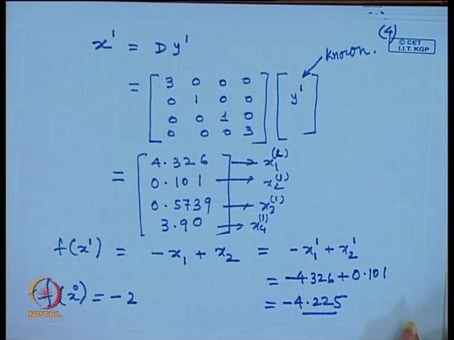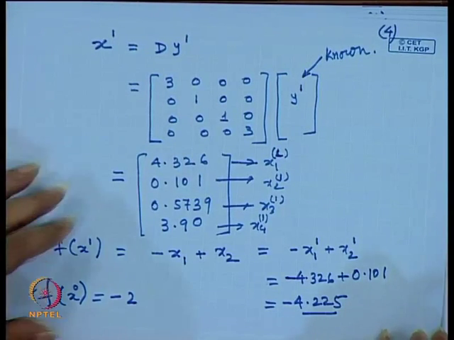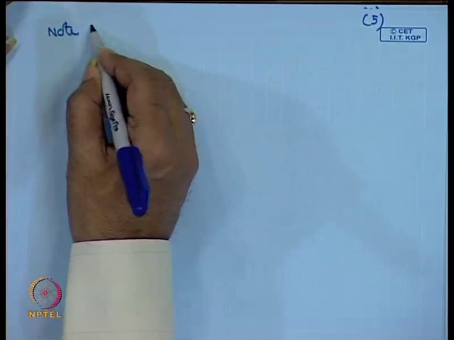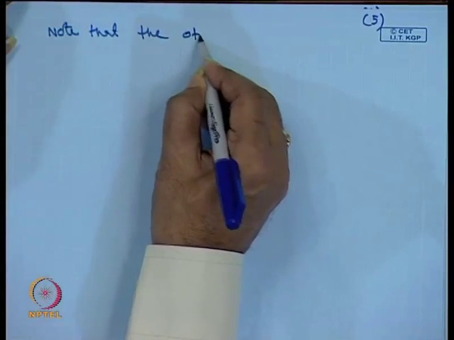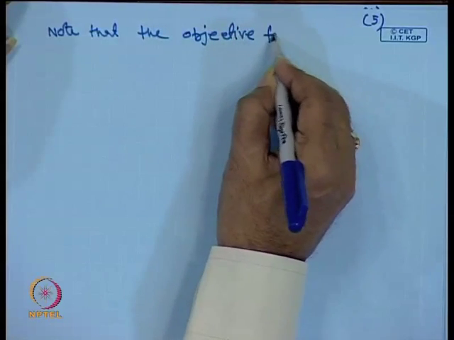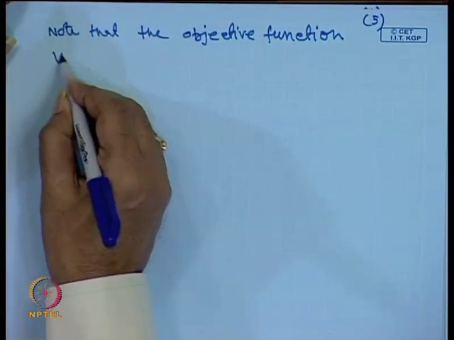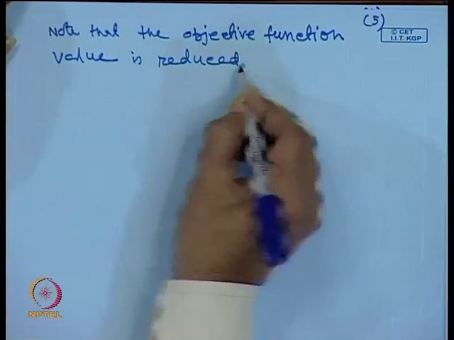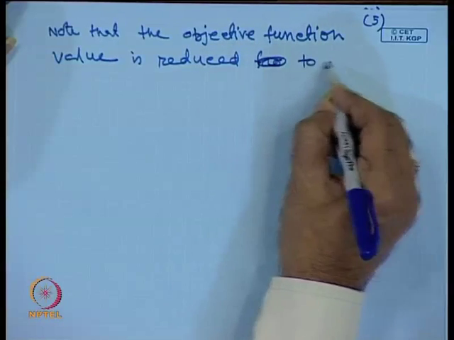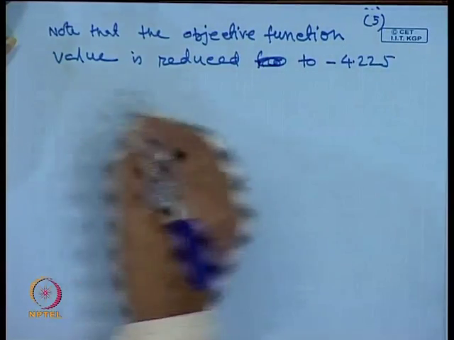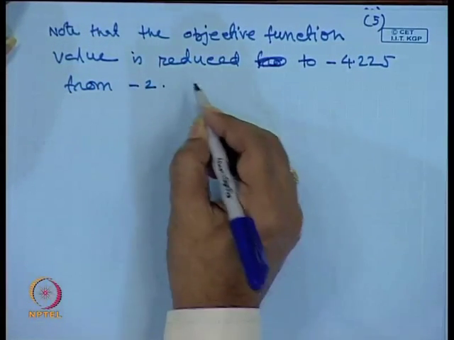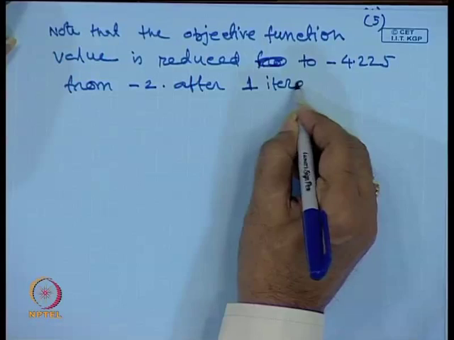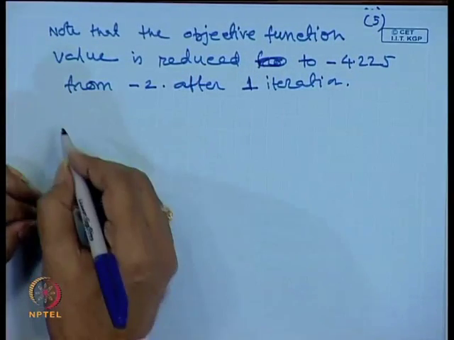So if you repeat this process once again, agree? Just note that the objective function value, what I have just told you, is reduced from minus 2 to minus 4.225 after one iteration. So next is to repeat this process.